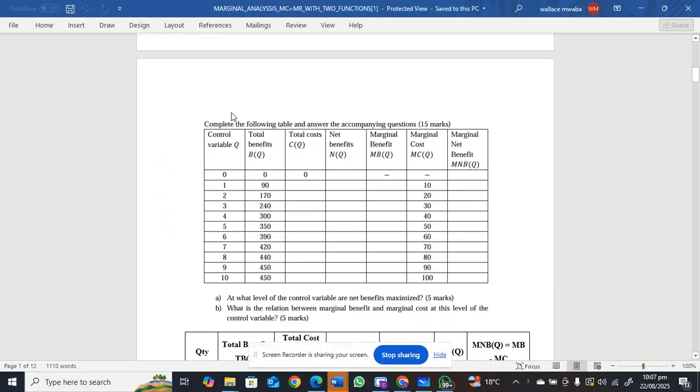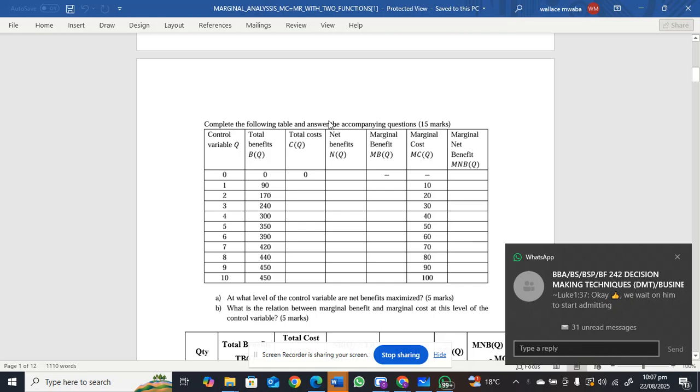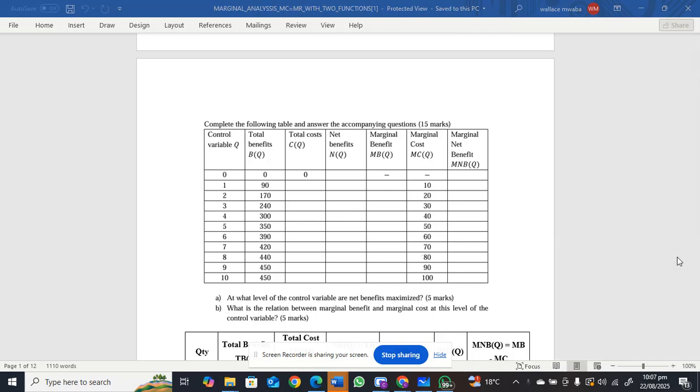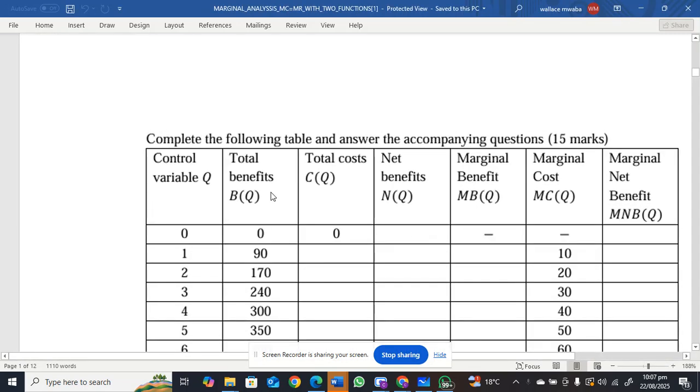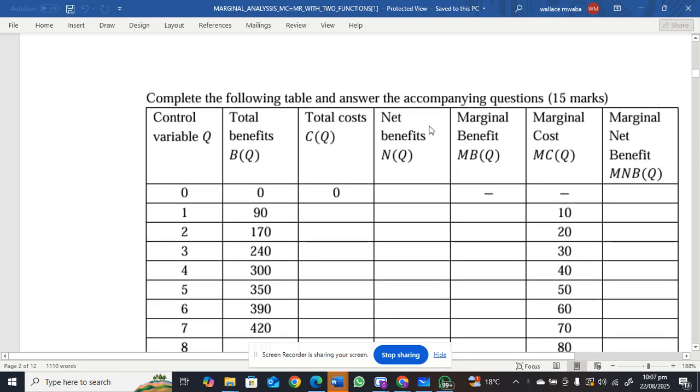Okay, so it says complete the following table and answer the accompanying questions. Here we've got our control variable, which is Q, how much we produce. When we say control variable, it means you can either increase or decrease it. Then you have your total benefits, which you get depending on how much you produce.